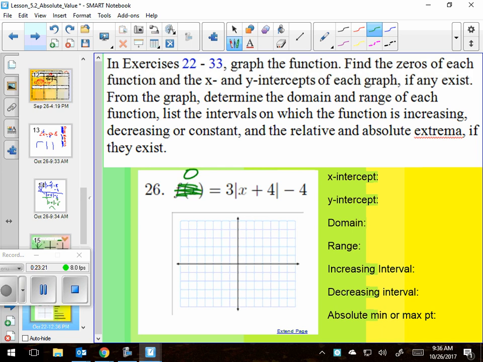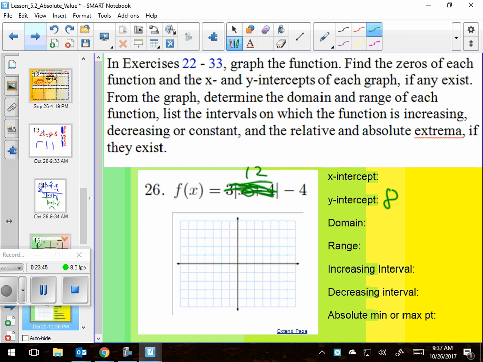Could I graph it and find the x-intercept? Yeah, that works too. But the y-intercept is where what? X equals 0. I could put in a 0 and figure out that that's 4, and the absolute value is 4, and then 4 times 3 is 12, and then 12 minus 4 would be 8. So I know my y-intercept, which is where x is 0, comes out to 8.